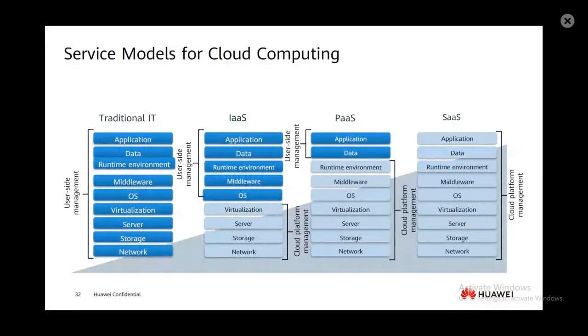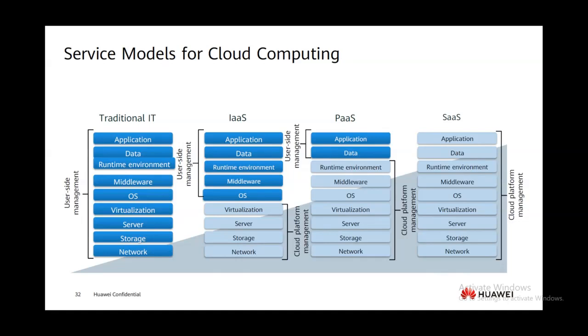Yeah, so this is the comprehensive service models. In a traditional IT environment, user management is at all levels. The user has to buy the physical device, okay, physical storage, the network devices. You are going to be the one to install virtualization, operating system, middleware, runtime, data and application. Everything has to be done by the user.